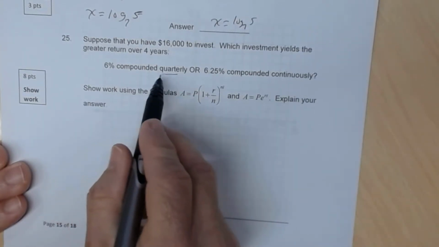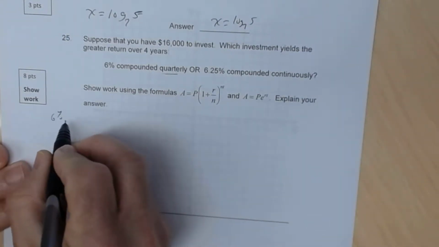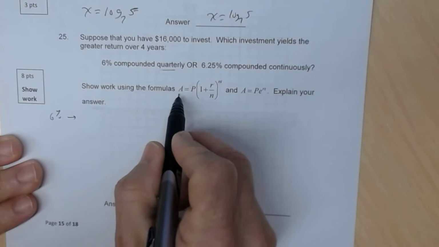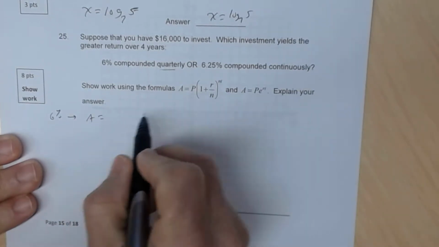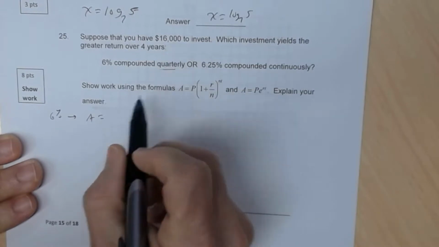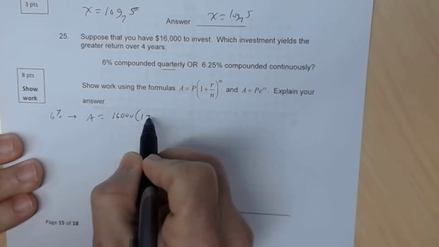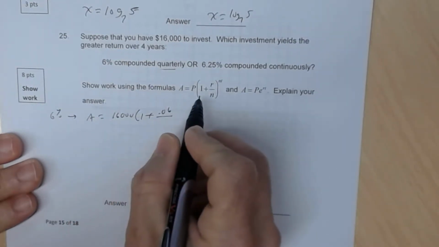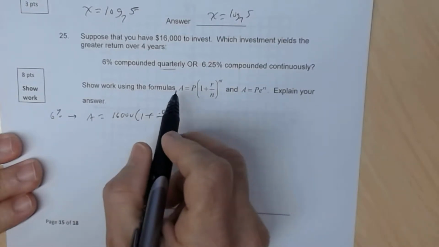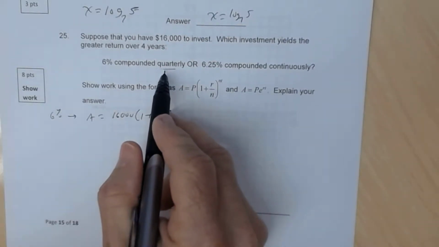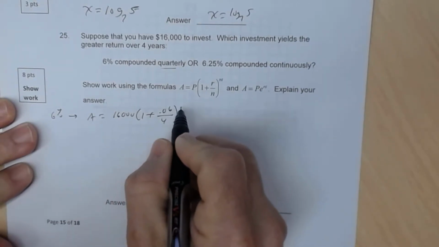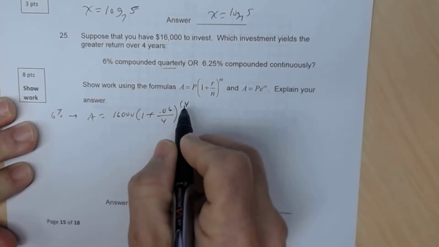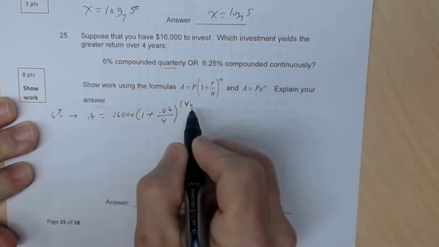All right, so let's look at the quarterly. So let's look at 6%. Make sure you know how to use your calculator correctly, though. So we have A, the amount at the end of 4 years, will be the principal, the initial amount, which is 16,000, times 1 plus the rate, 6%. Remember, you're going to write it as a decimal, so that's 0.06, divided by n. n is the number of times being compounded per year. Quarterly means every 3 months, so that's 4 times. Raised to the n times t, so n is 4, so these should match up, times the number of years, which is 4.